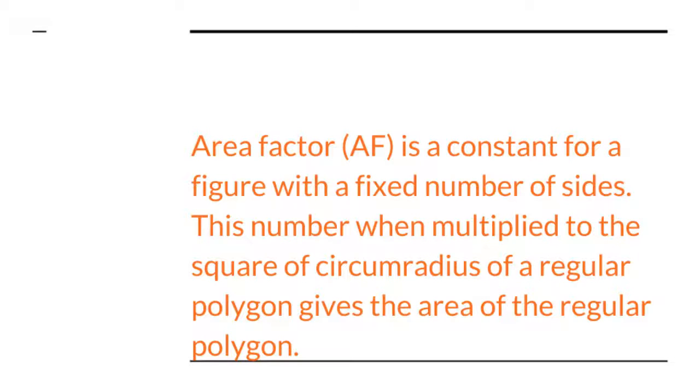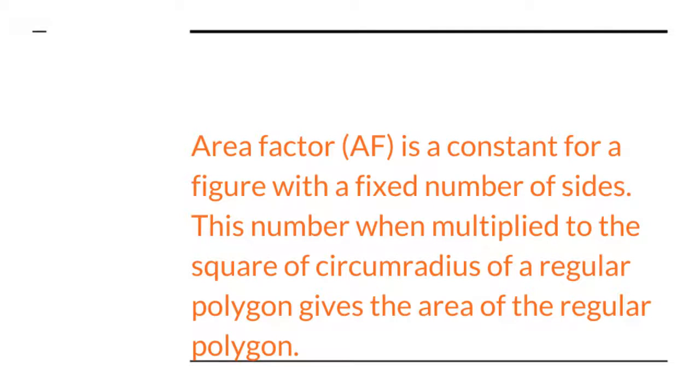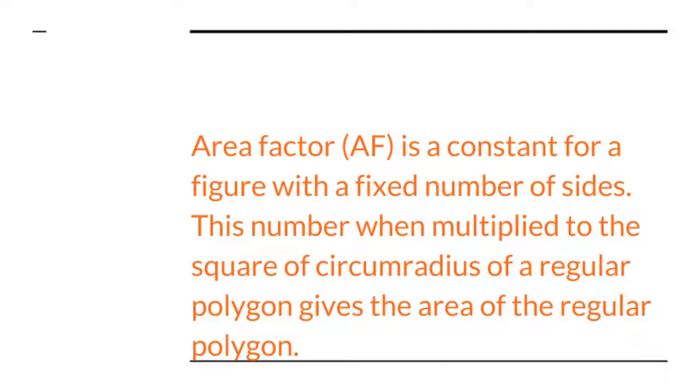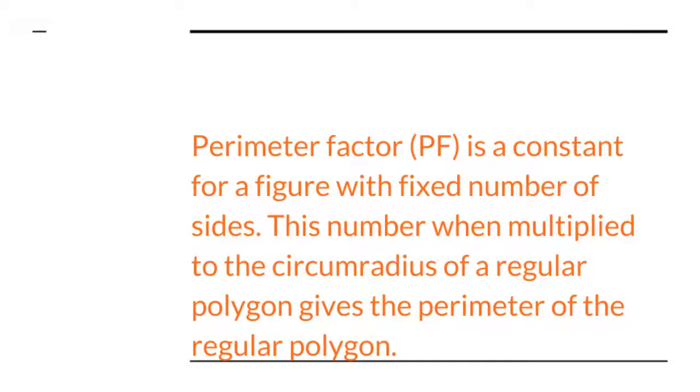Area factor is a constant for a figure with a fixed number of sides, mainly regular polygons, which when multiplied by the square of the circumradius gives the area of the polygon. We will denote it by AF. Similarly, the perimeter factor gives the perimeter of polygons.